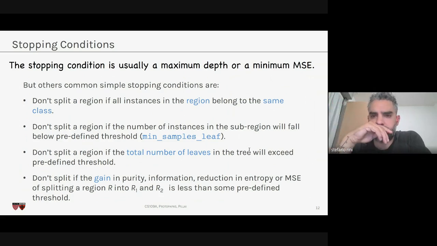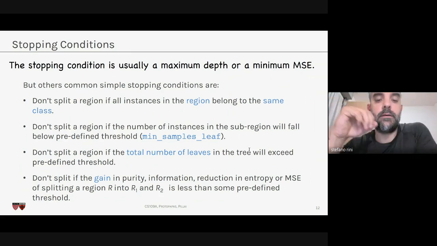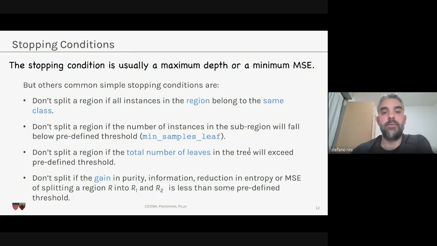And there are other common stopping criteria. If the node contains labels of all the same class, don't split. If the number of samples is below a certain minimum, don't split it. And if the total leaves of the tree are too many, don't split it. And only split it if you gain enough purity to do so.